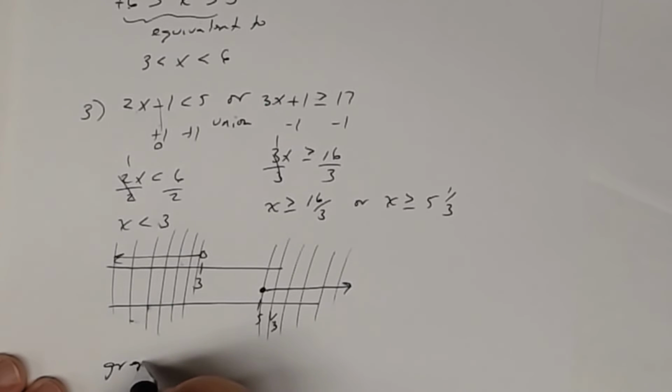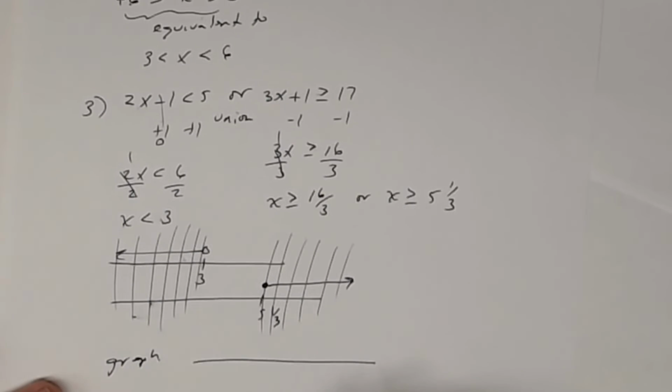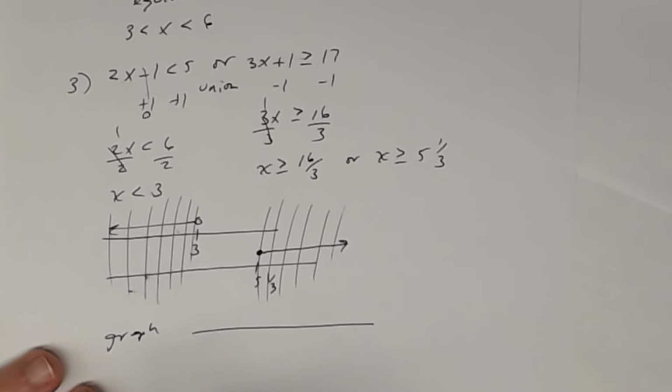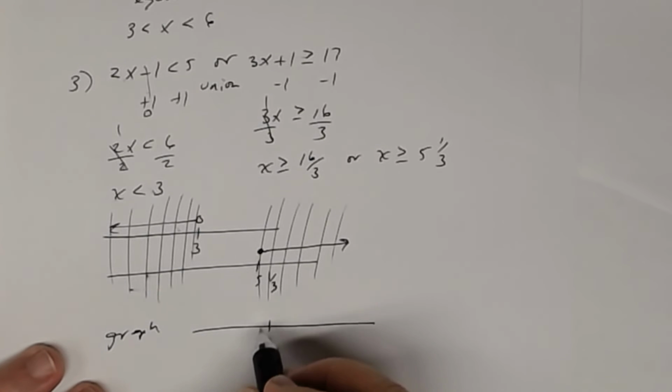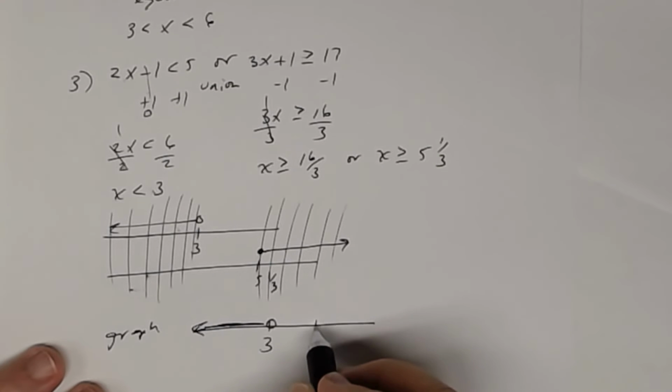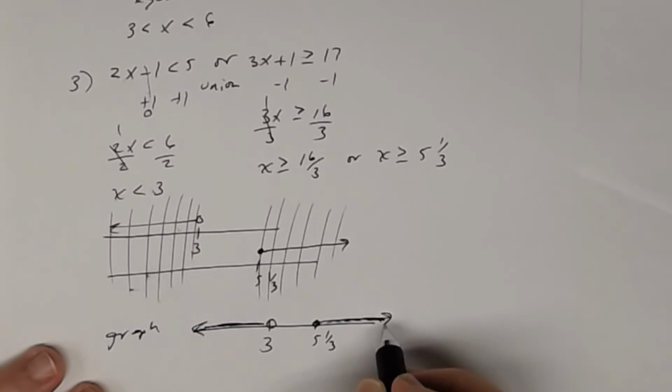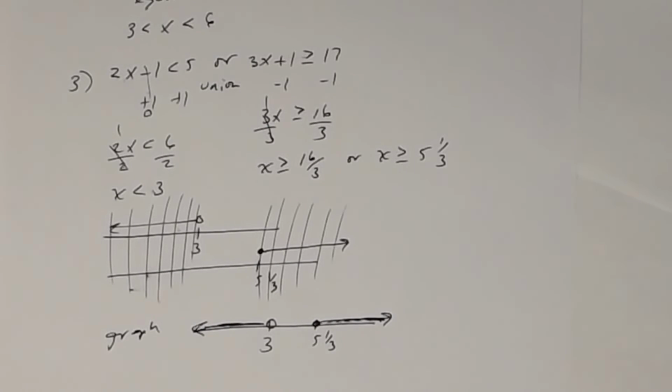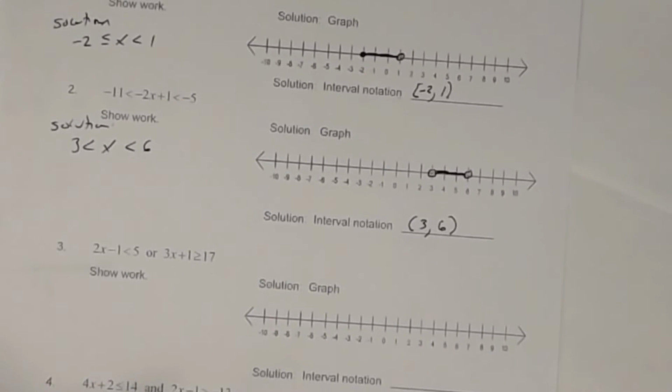So the graph, you got to put this on one number line. Don't leave it like this. Put it in one number line. So here's 3, open circle going to the left. Make sure you put the arrow. Here's 5 1/3 or 16 thirds. Closed circle going to the right. Make sure you show the arrow. So there's the graph.